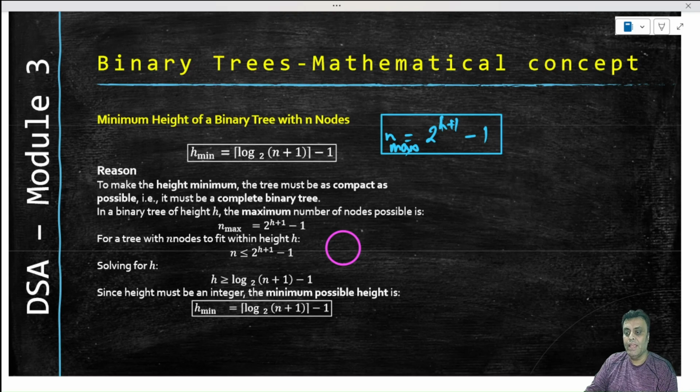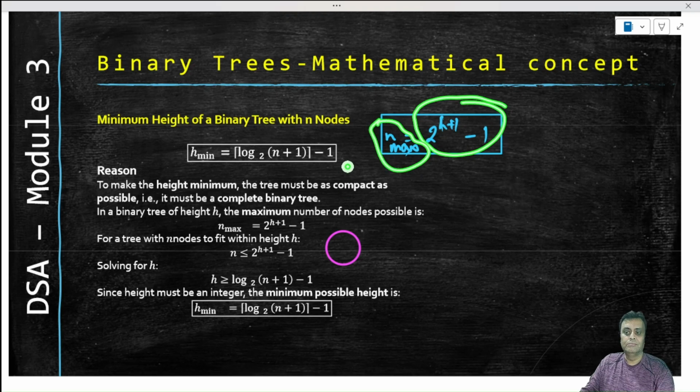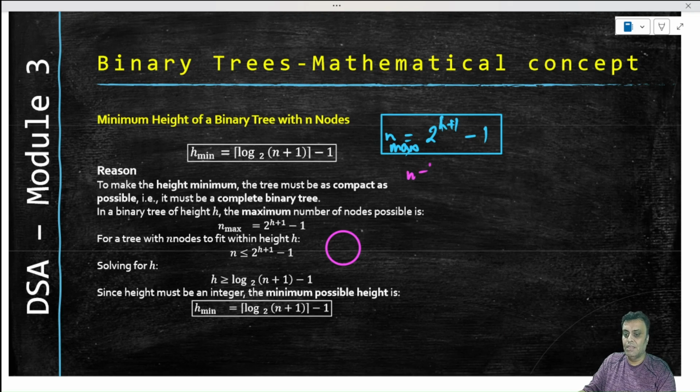Now if we figure this out, can n ever be greater than this? It cannot, right? Because this is the maximum. You can have less than this, but this cannot be more. So therefore, can I rewrite this by saying that n is less than or equal to 2 to the power h plus 1 minus 1?